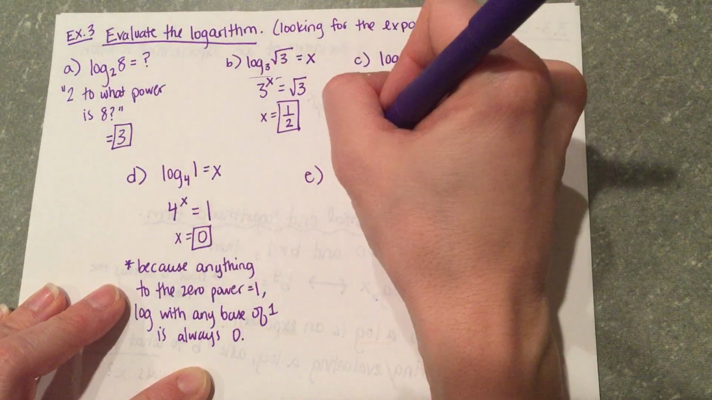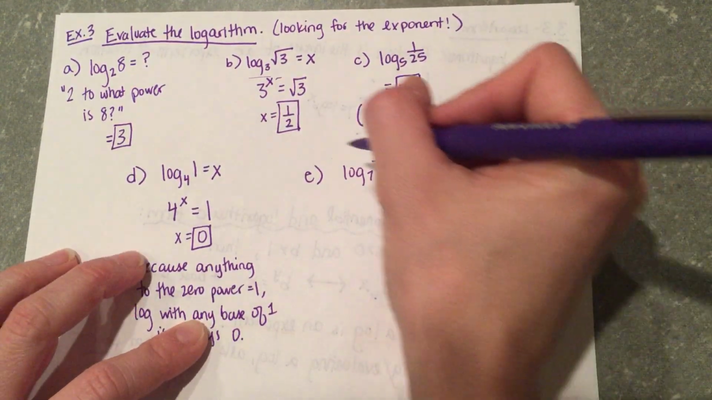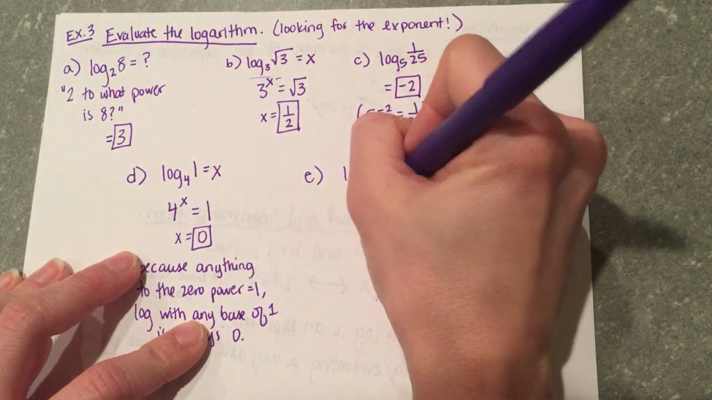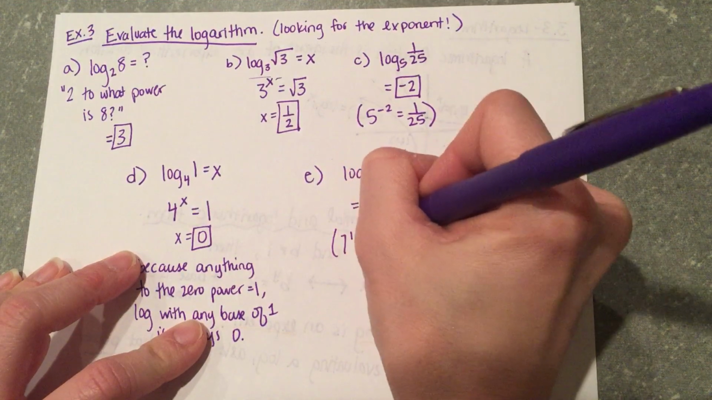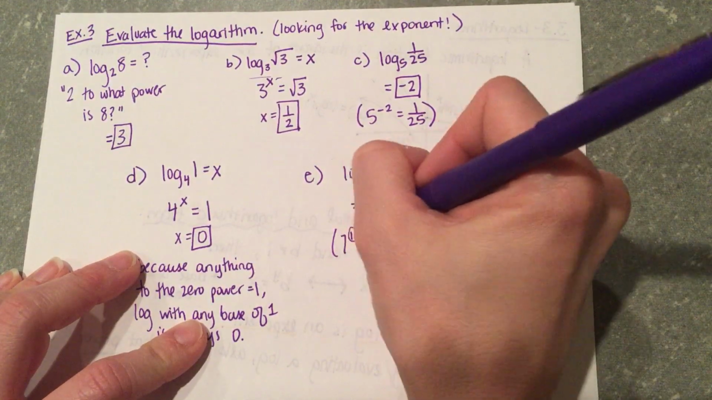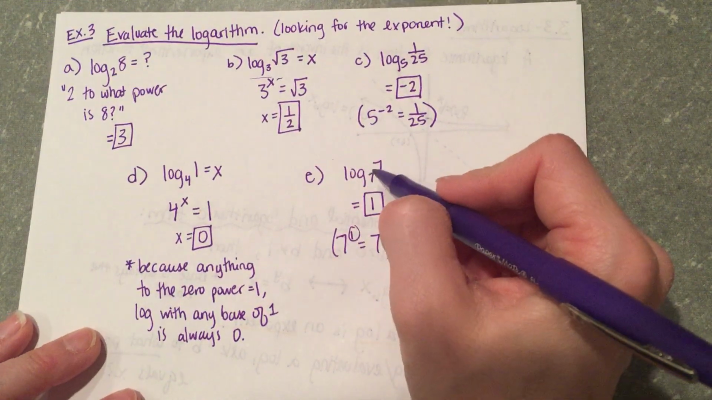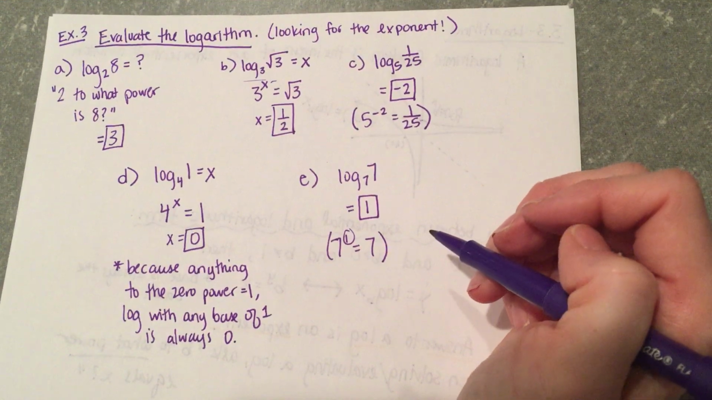Okay, so then my last one, how about log base 7 of 7? So I'm really asking 7 to what power equals 7? So wouldn't that just be 1? Because 7 to the first is 7, right? So there's your answer, 1. And this is also kind of a general rule. Anytime you take the log of the same number as the base, you'll always get 1 as your answer.